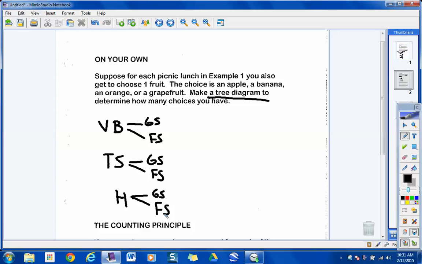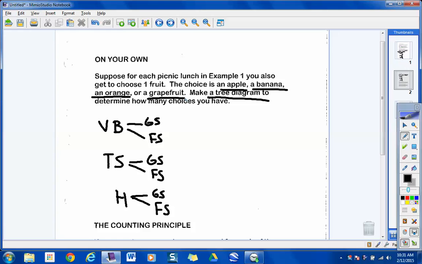Now, I don't care what route you might have gone. You might have gone tuna sandwich to garden salad. You might be this person taking this right here. But now you have to choose a fruit. And what are your options for a fruit, guys? Banana, apple, orange, grapefruit. There's 4 choices, aren't there?